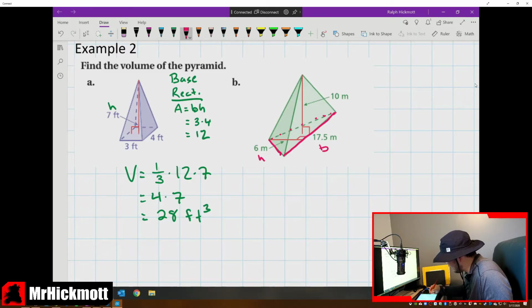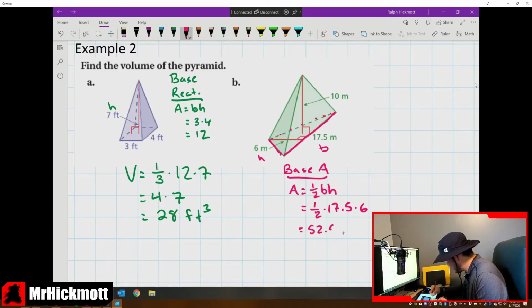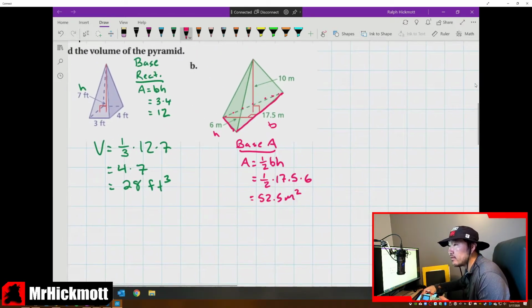17.5 is going to be the base, and for the base area, it is a triangle, so I'm going to use 1/2 BH, or BH over 2, and put in the appropriate numbers. So we are definitely dealing with some awkward numbers here, so just be careful with your calculations. Let's punch that out real quick. And we get 52.5. All right, 52.5 meters squared. So that's the actual area of the base.